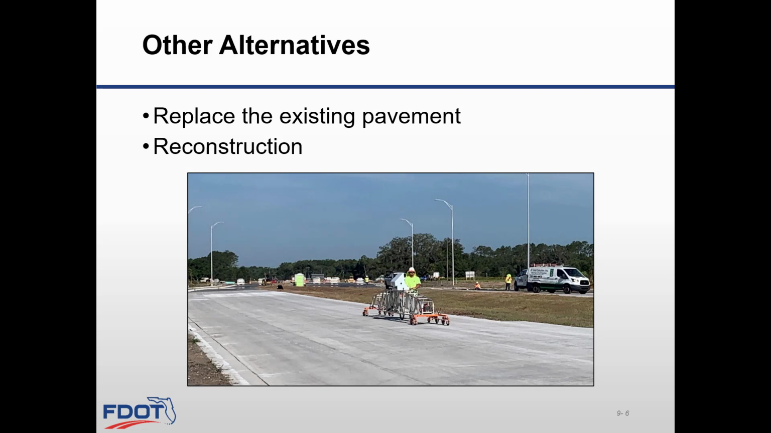Other alternatives are to replace the existing pavement or reconstruction. These alternatives include removing or recycling the existing pavement and replacing it with a new pavement after a pavement type selection process has taken place. A detailed analysis of life cycle cost analysis of these alternatives will determine which is the most cost-effective.